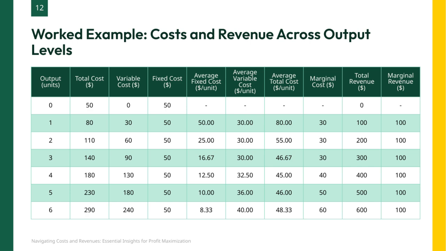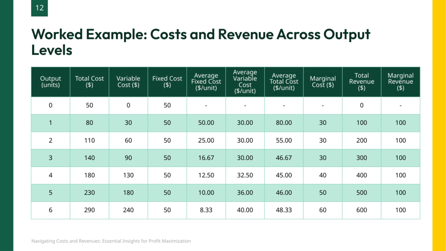The average fixed cost per unit decreases as output rises because the fixed cost is spread over more units, from $50 per unit at 1 unit to just over $8 at 6 units. Meanwhile, the average variable cost initially stays constant at $30 per unit for the first 3 units, but begins to rise afterward, reflecting increasing costs for additional production.